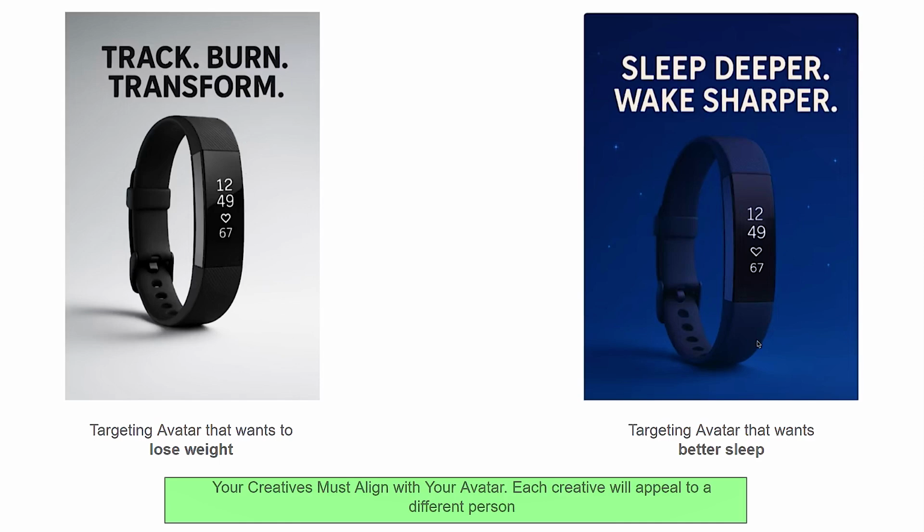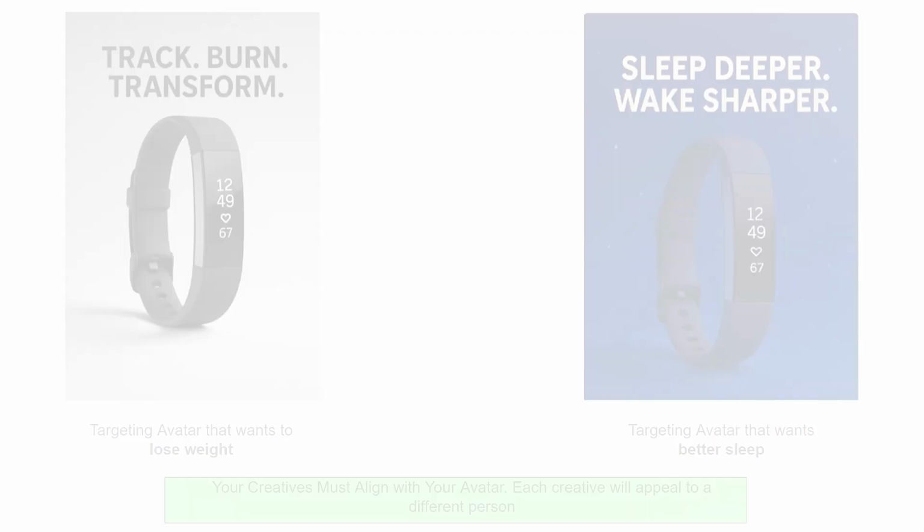You need to remember that your creative must align with your avatars, and now you can have as many avatars as the product you are selling allows. The amount of avatars or buyer personas you are going to have will depend on the products that you are selling and how many buyer personas are possible from that. But you must be testing different types of ad creatives for different buyer personas.